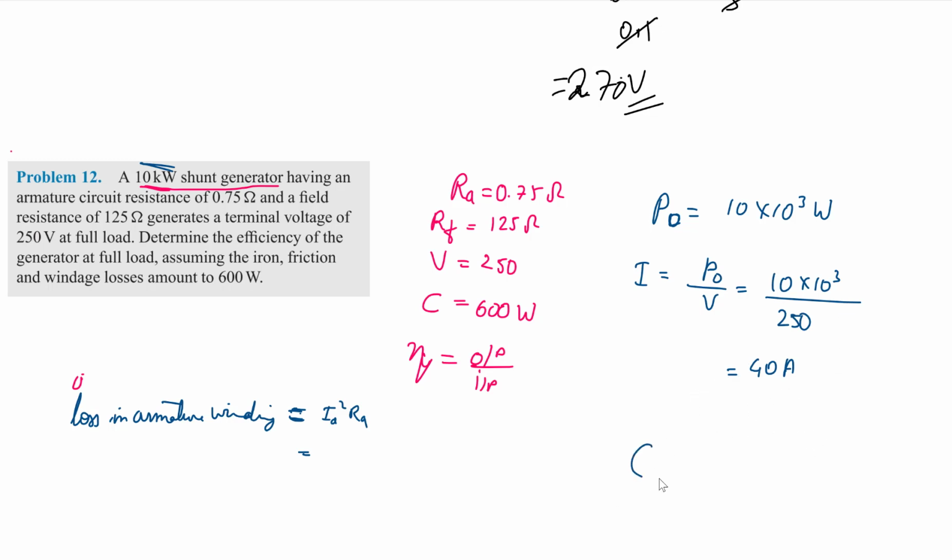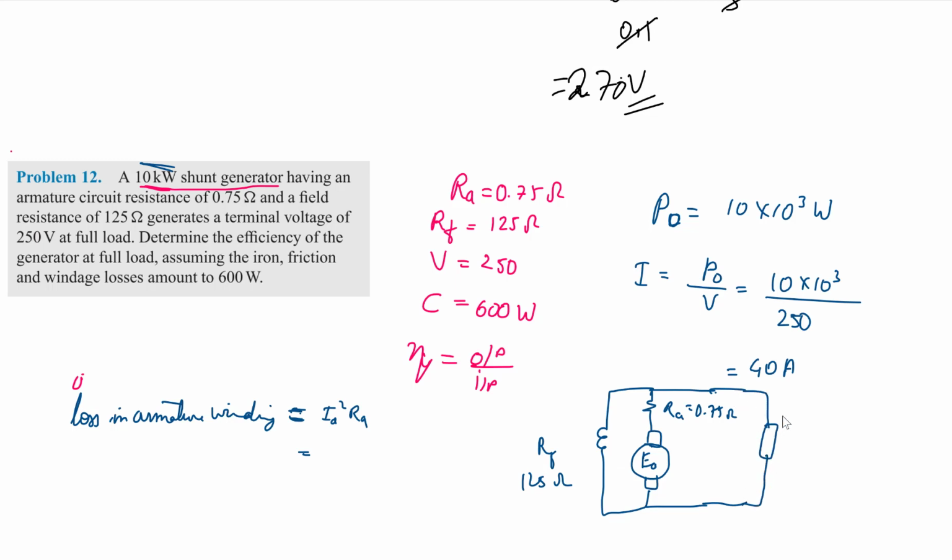So we have this generator. This is producing voltage here. This is armature resistance, and this is the field resistance. RA is given as 0.75 and RF is given as 125 ohm. The terminal voltage is connected to a load which is taking 10 kilowatt, and the load current going is 40 ampere.